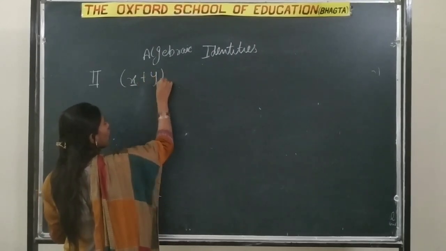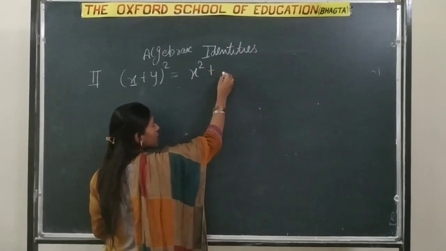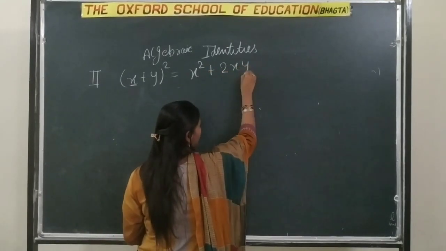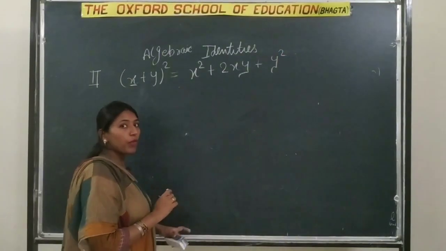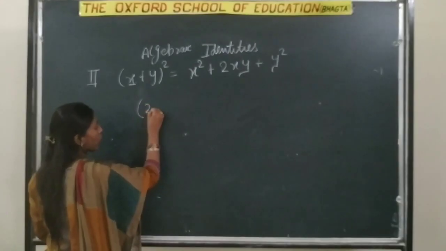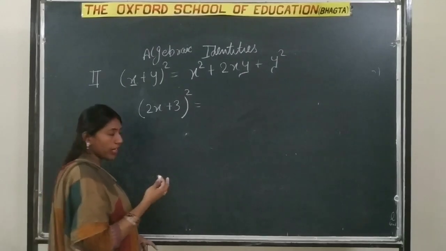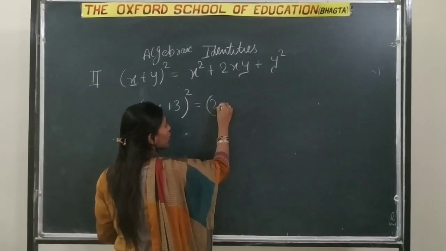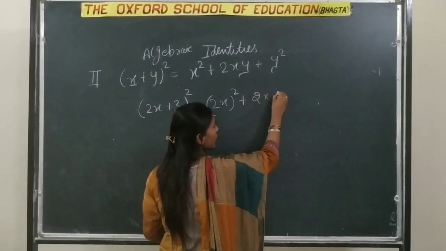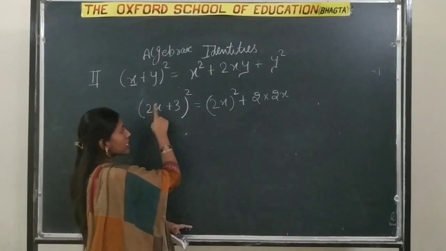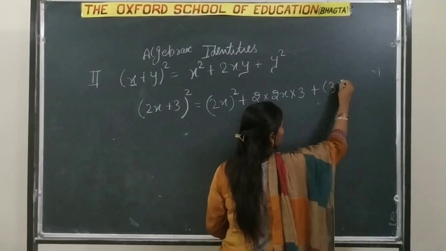(x + y) whole square. You know, first term square plus 2 into first term second term plus second term square. So how we will use this identity? Suppose we have given a question (2x + 3) whole square. How we will open it square? So the identity says first term square plus 2 into first term, which is 2x, second term, which is 3, plus second term square.